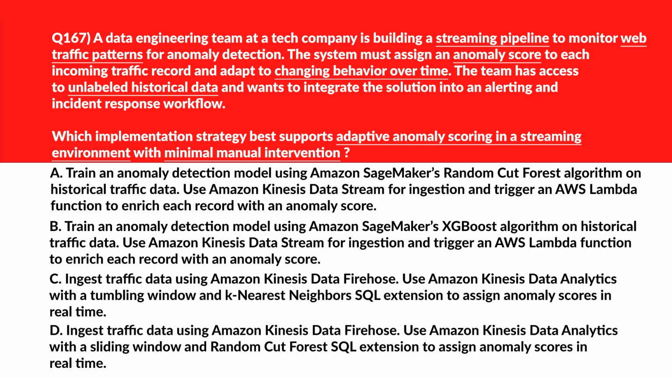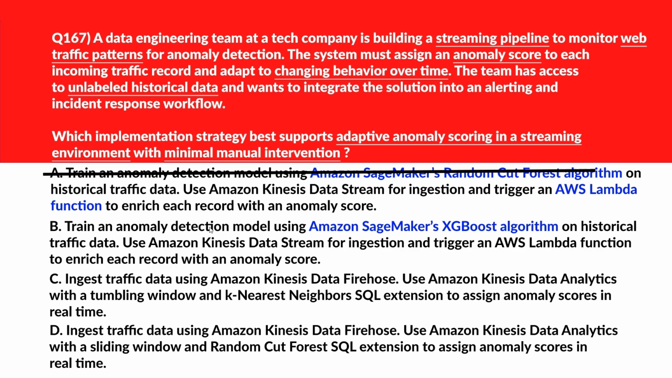Alrighty, we have a brainstorming question. Let's first look at option A. Option A uses Lambda with SageMaker, which will add latency and doesn't adapt dynamically to streaming changes, which is the requirement here. Therefore, wrong answer.